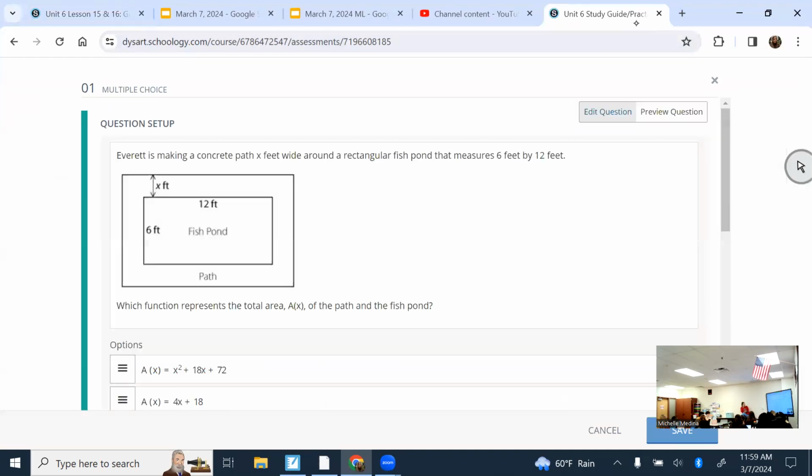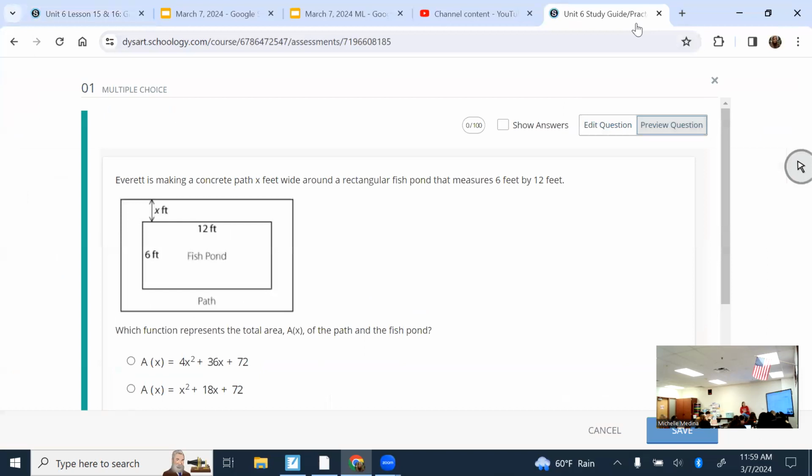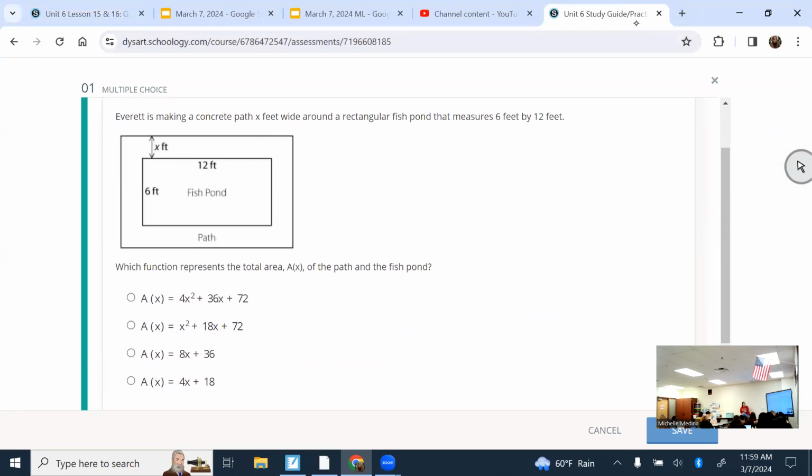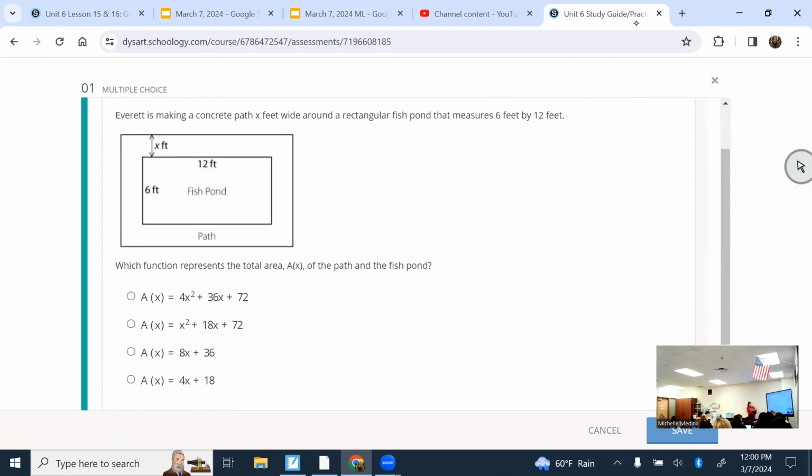Everett is making a concrete path, X feet wide around a rectangular fish pond that measures 6 by 12. Which one represents the total area of the path and the fish pond? So the fish pond is, well, here. It's one big rectangle that we want the area of. So for this dimension we need to come up with an expression, and same with the width. So this I know is 6 plus X plus another X, because it's the same measurement. And you can simplify that, 6 plus X is what?